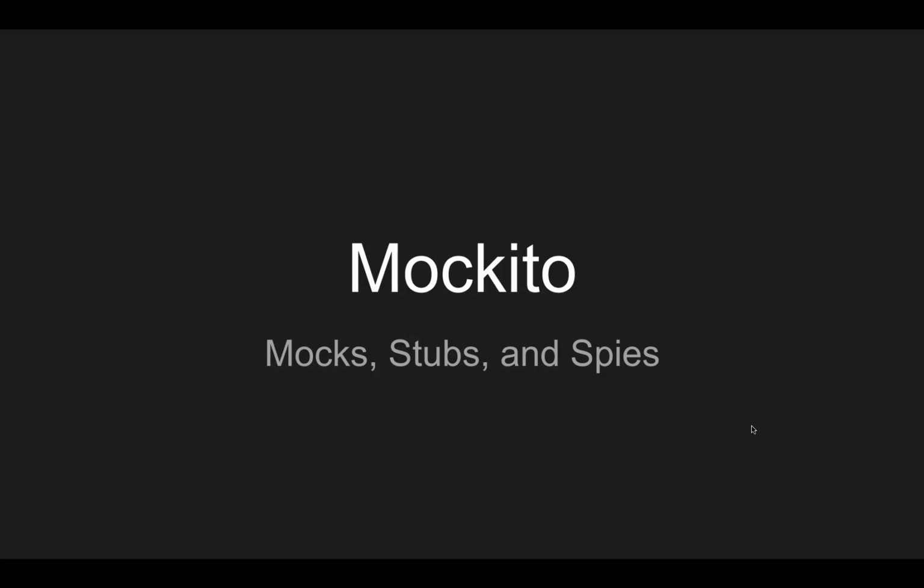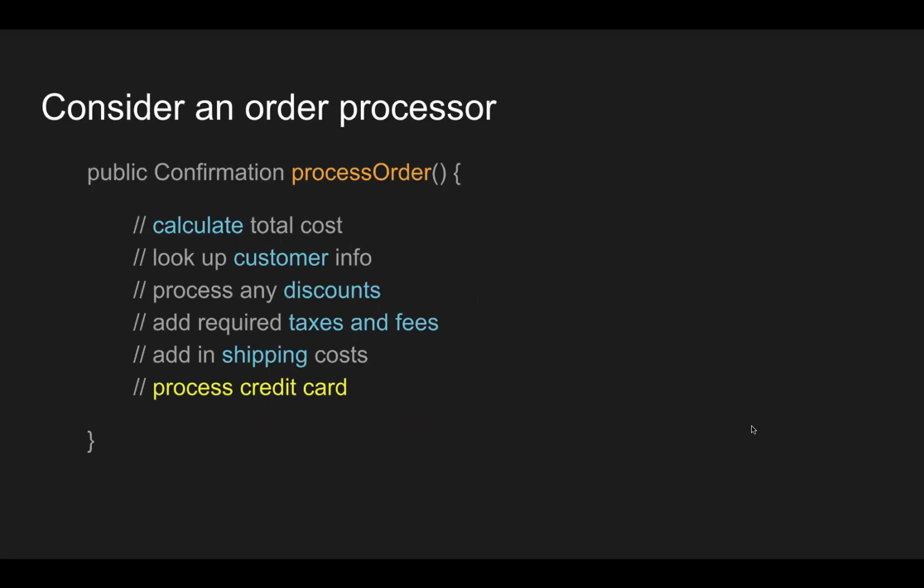So I think that works really nicely. Okay, now Mockito. Here's an idea. Say you are writing an e-commerce system and you've got a method called process order, and it's going to return a confirmation, and you have to go through all these steps.